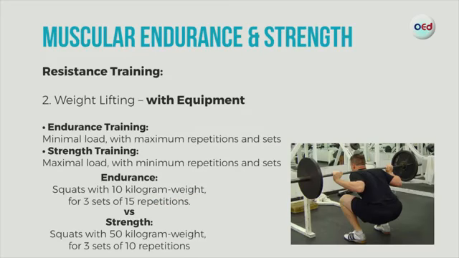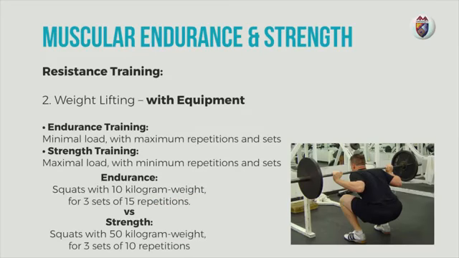Second type of resistance training is weightlifting. Weightlifting is where you use exercise equipment and other forms of external resistance to inhibit muscular adaptations to your body. Examples of basic weightlifting exercises are squats, deadlift, and bench press. These exercises target large muscle groups of both the upper and lower body.